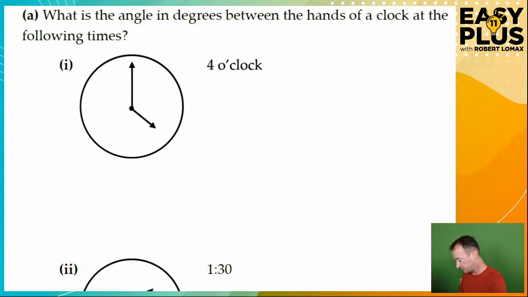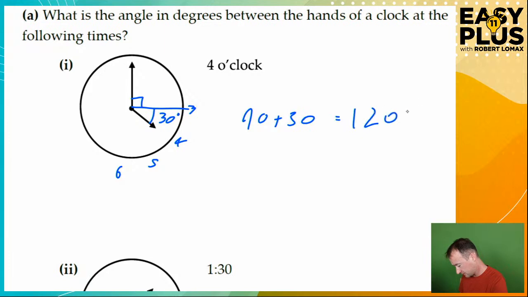What is the angle in degrees between the hands of the clock at the following times? Okay, well, we can see straight away here that we've gone through, let's do some sketching, 3, 4, 5, 6. So this here is 90 degrees. That's a right angle sign, that means 90 degrees. And this here is a third of 90 degrees, so that's going to be 30 degrees. So 90 plus 30 equals 120 degrees.